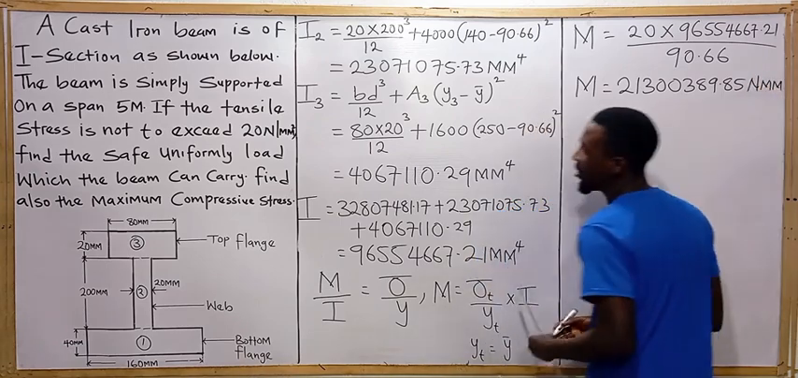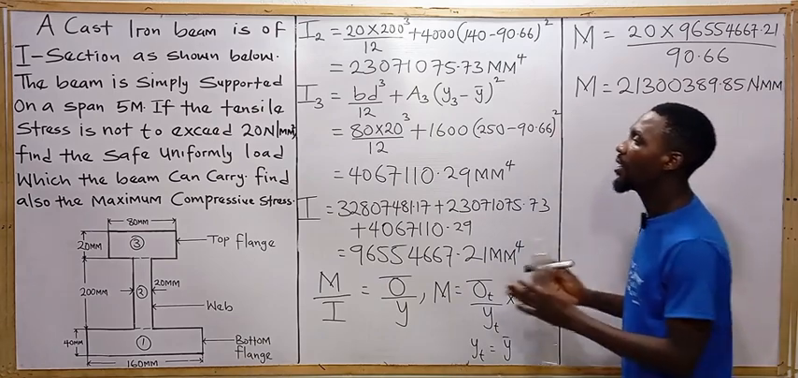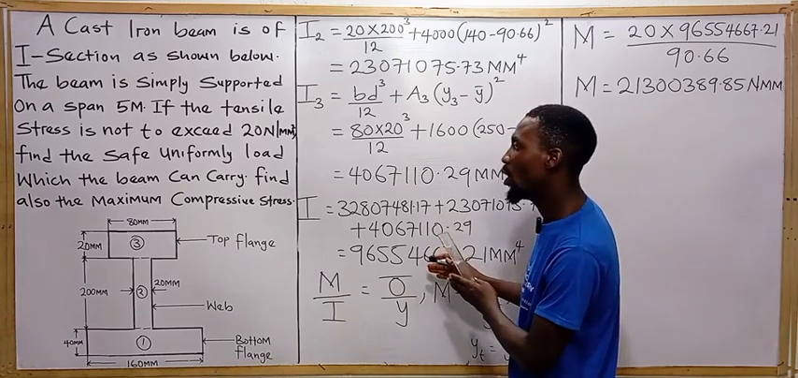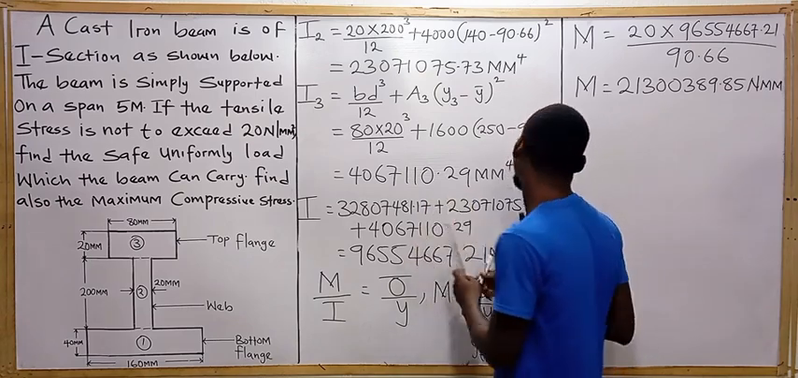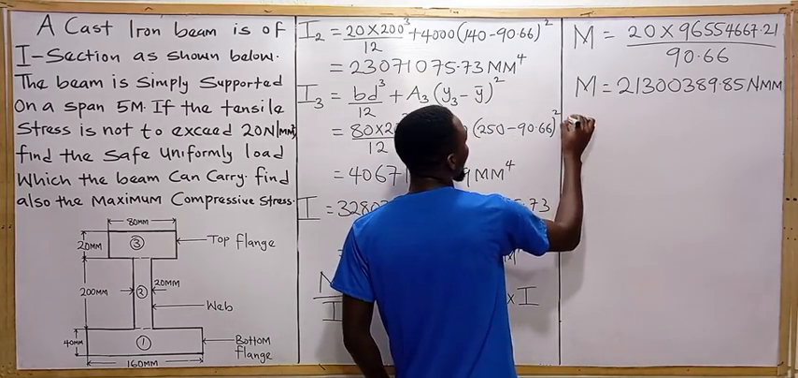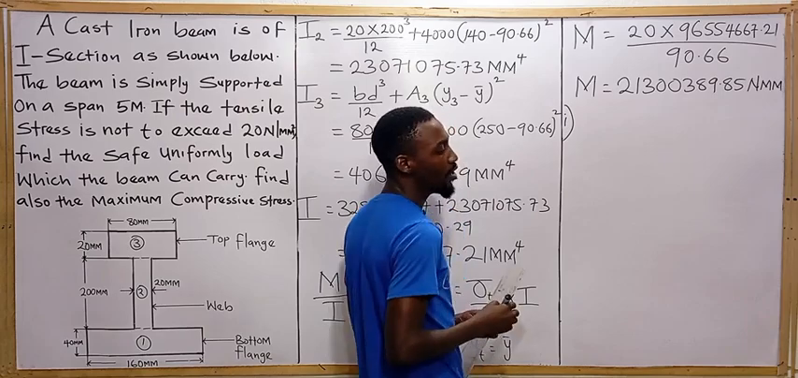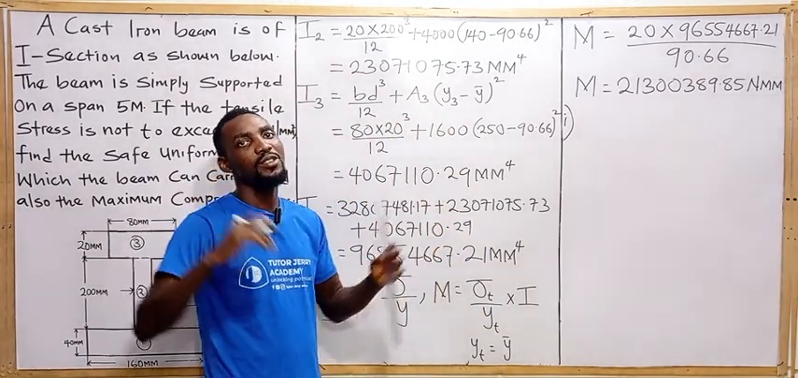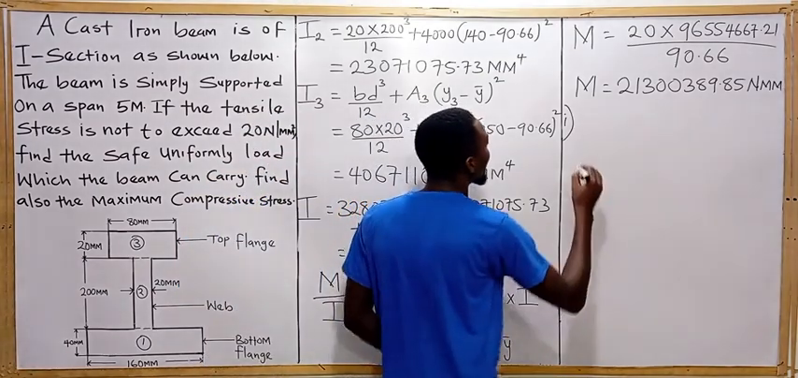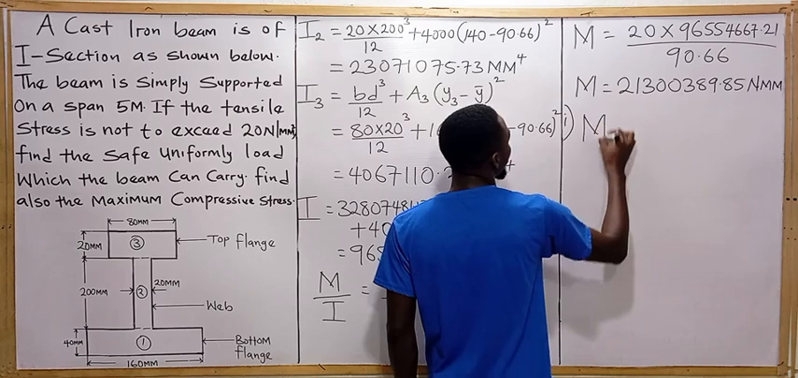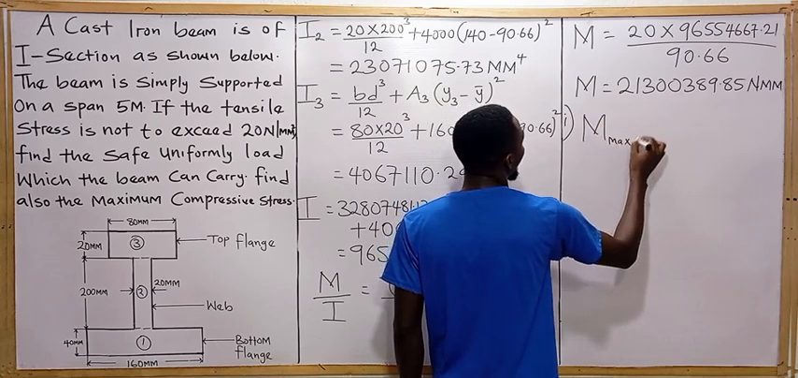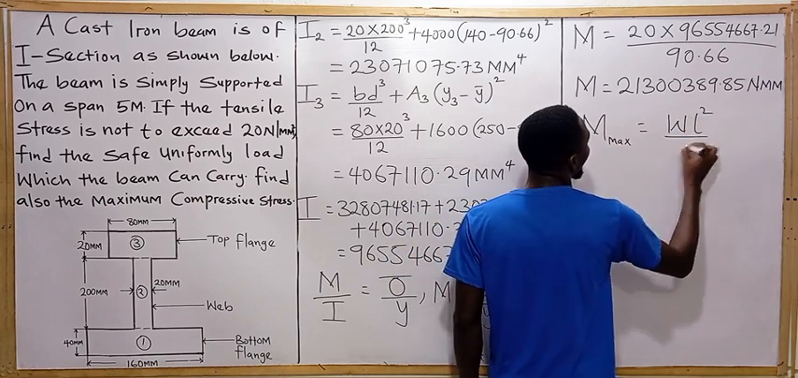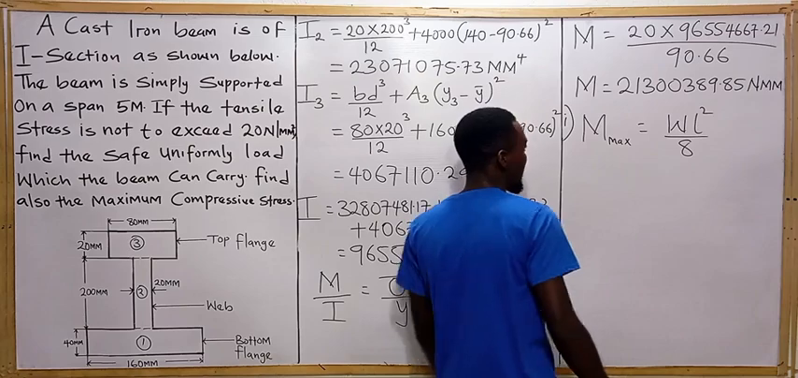All right, so that is it. Now don't forget, the question says we should find the safe uniform load which the beam can carry. For us to do that, we are going to recall that if we have a simply supported beam that carries a uniformly distributed load, what is the formula for the maximum bending moment? The maximum bending moment there will be equal to WL squared divided by 8.